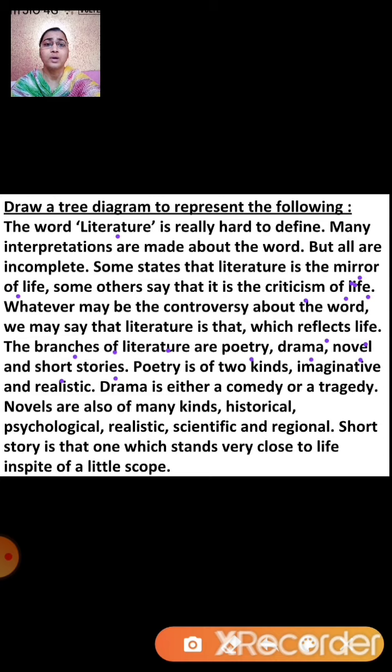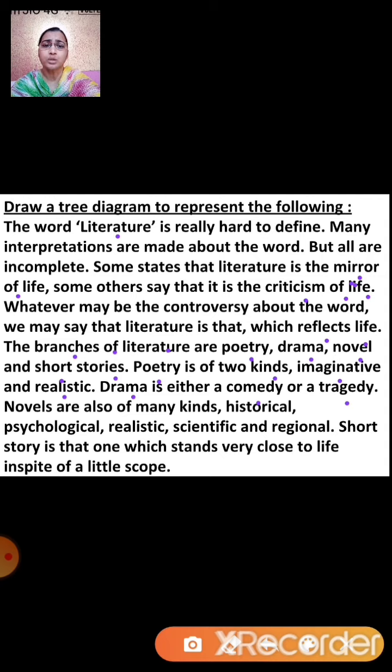Then see, now this is another point which I am getting. Poetry is of two kinds. Poetry, then it is talking about kinds like imaginative and realistic. So again I have got points. Then drama is either comedy or a tragedy. Now this we can make another branch, as we know that we have to make a tree diagram. So drama, comedy, and tragedy.